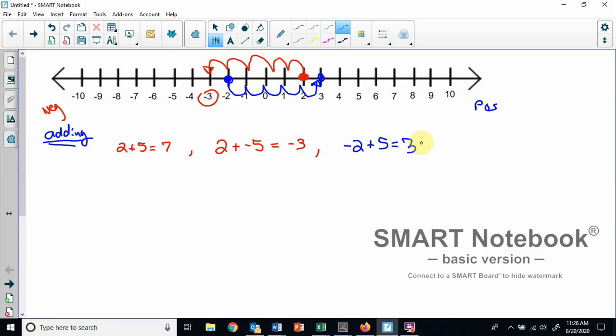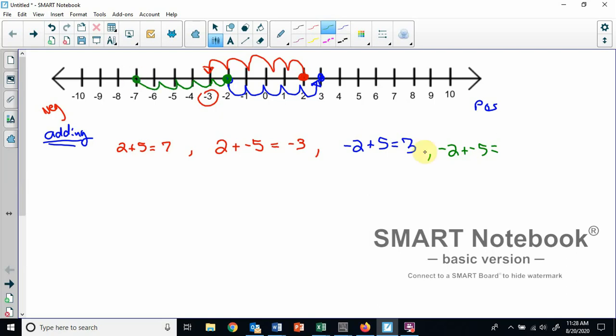That's pretty simple, right? Let's do one last one in green. What if they're both negative? Negative 2 plus negative 5. Well, what's that going to equal? We could do the same thing. We're starting at negative 2, and we're going to move back 1, 2, 3, 4, 5.